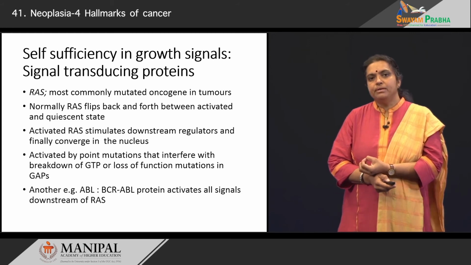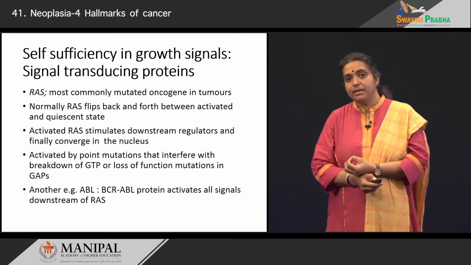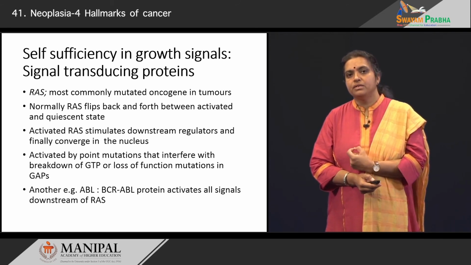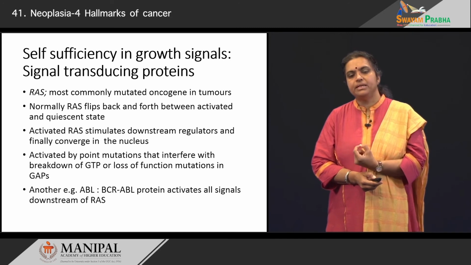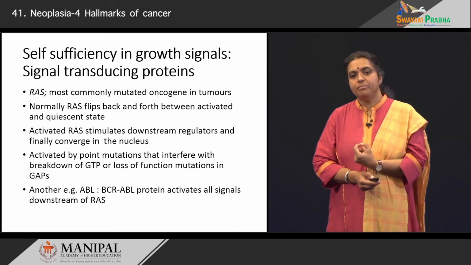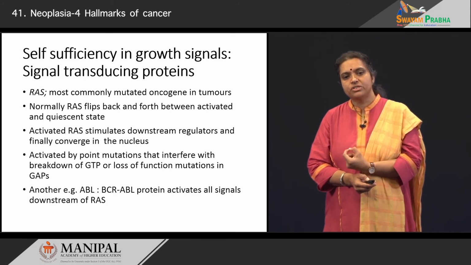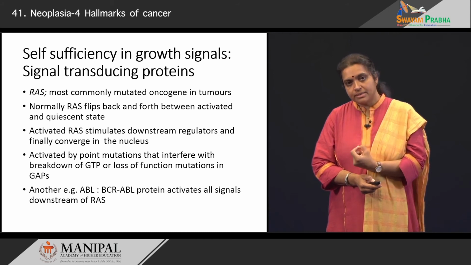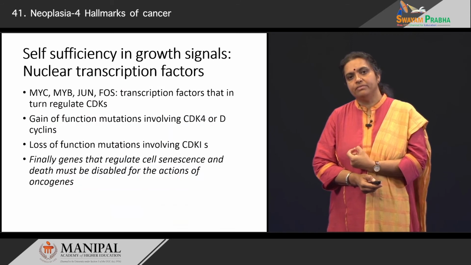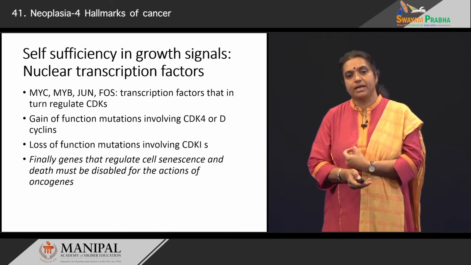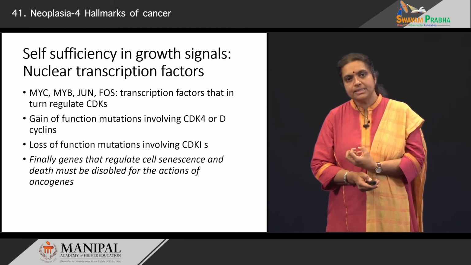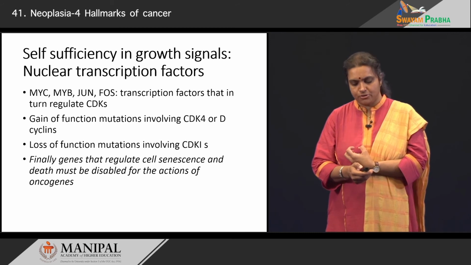Now, another example apart from RAS is that of the ABL protein. We already saw in one of the previous lectures that you could have translocation of the BCR-ABL gene in CML, chronic myelogenous leukemia. ABL also acts as a downstream signal transducer, and it can cause increased activation finally within the nuclear transcription factors. So, RAS and ABL are examples of proteins that can cause signal transduction.